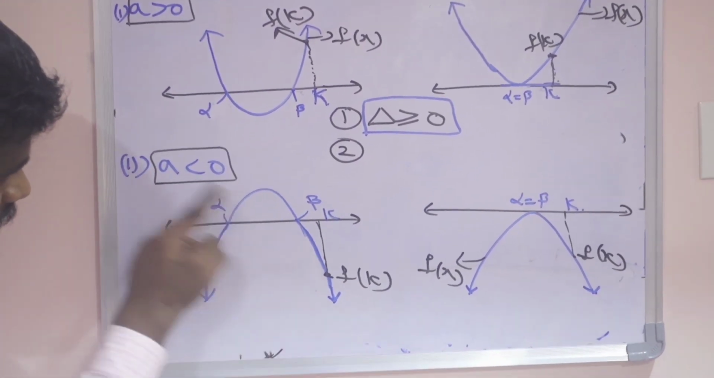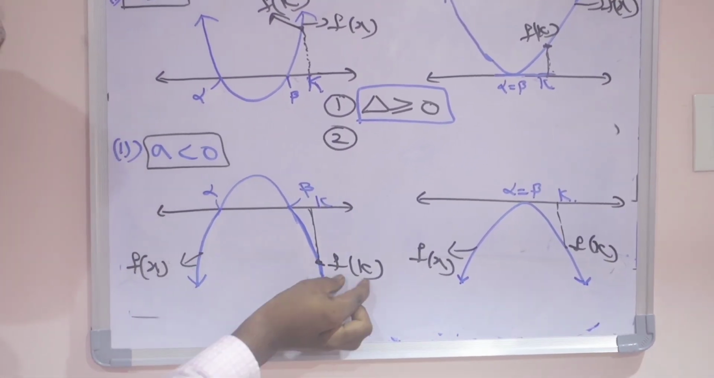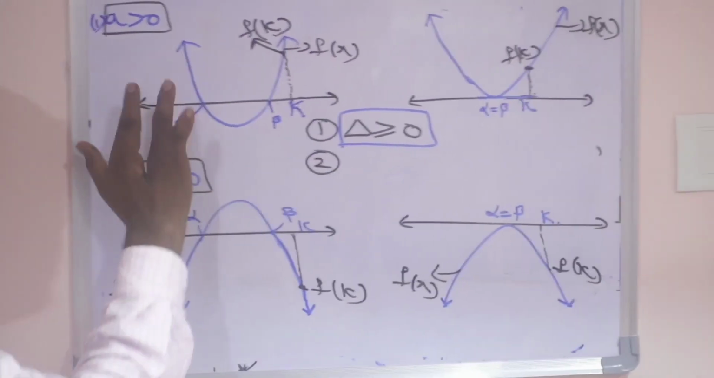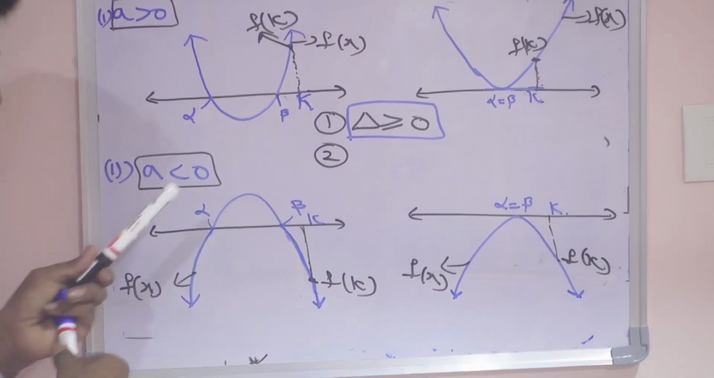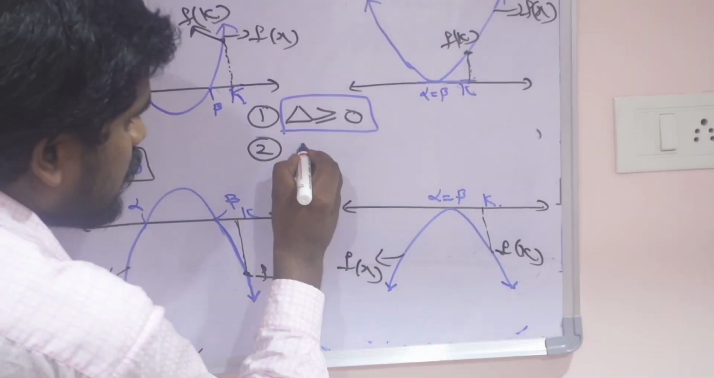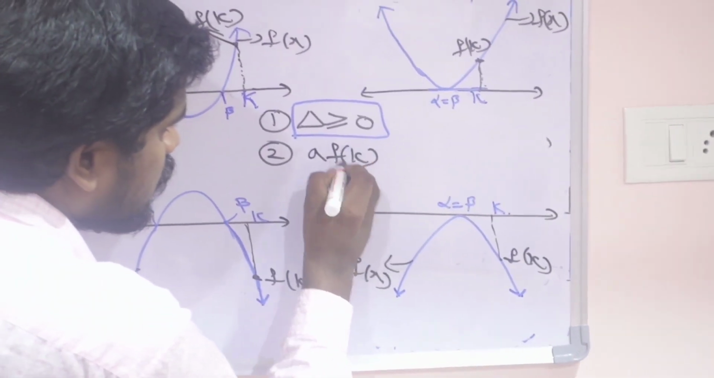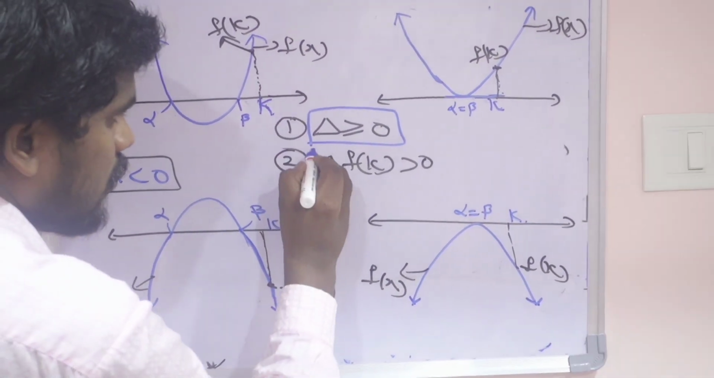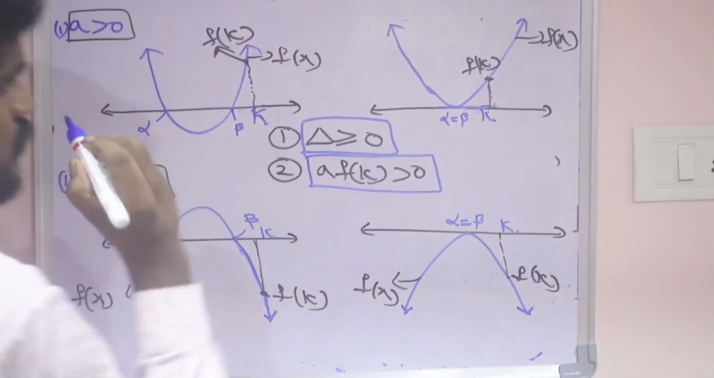Next, observe that here f of k is negative and a is negative. A into f of k is what? Negative into negative is positive. Because f of k is negative here and a is negative, a into f of k is positive. From these two cases, a into f of k is positive.